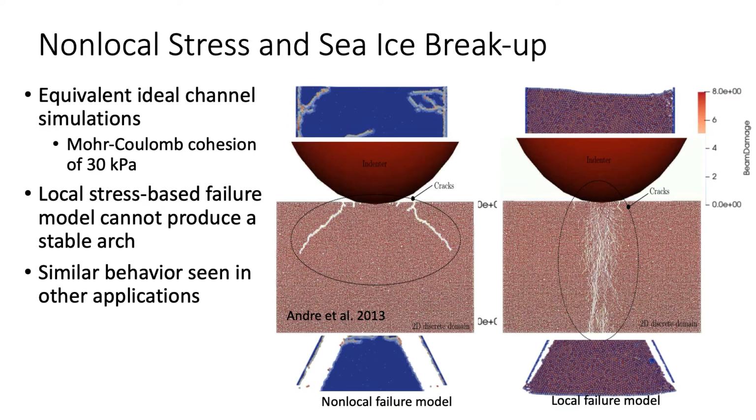This is from a paper by Andre and others in 2013 where they looked at an indenter on a discretized, I believe, substrate, and they looked at the crack propagation using their non-local approach, which is very similar to ours, versus a local approach, and they find that these cracks develop in the non-local model on the left-hand side quite differently than this overly brittle sort of fractured behavior on the right-hand side.